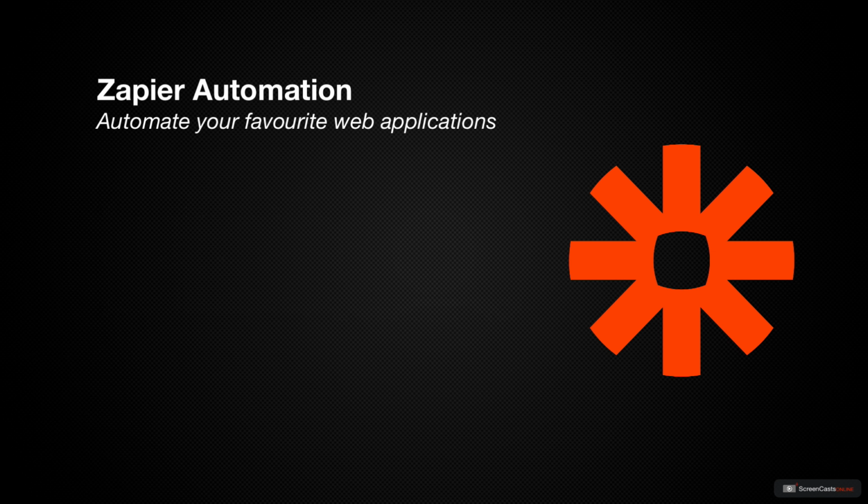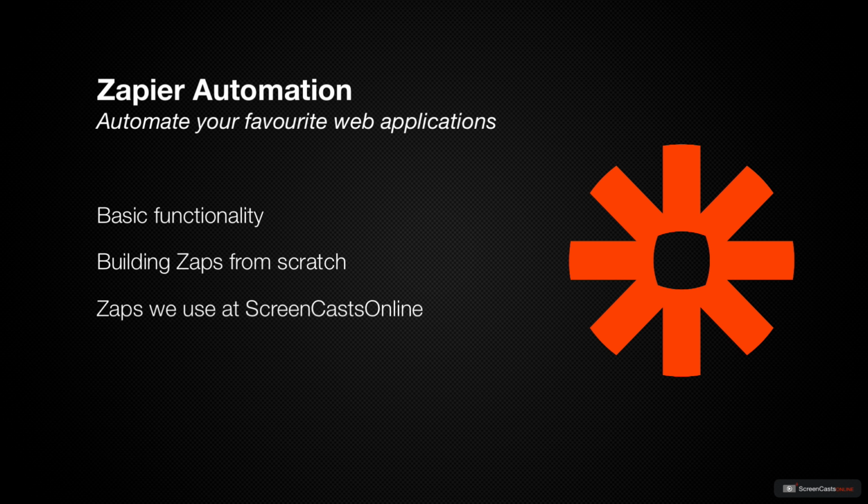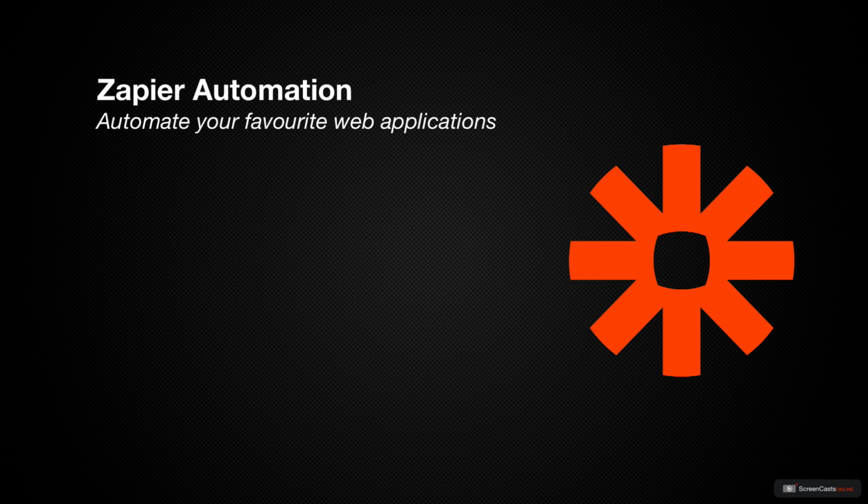For this episode, I'm going to show you some of the basic functionality you can set up with Zapier using Zap Templates. I'll also demonstrate building some Zaps from scratch, and I'll also show you some of the Zaps we use at Screencasts Online to automate some of our workflow. The aim of this episode is, as always, not to cover the service in depth, but to give you an introduction and enough information to get started, along with hopefully giving you some ideas on how you might use Zapier integrations at home or in your business. So let's get started with Zapier.